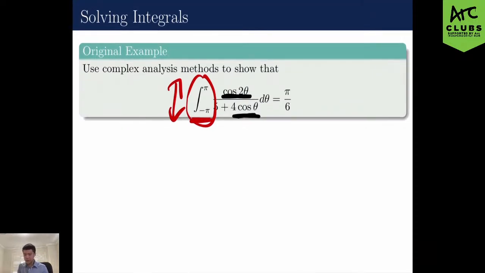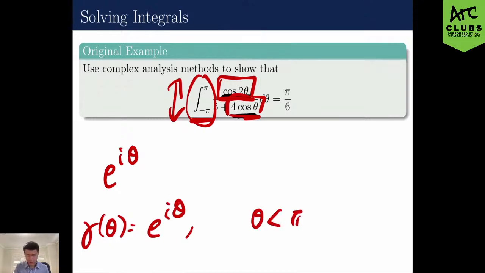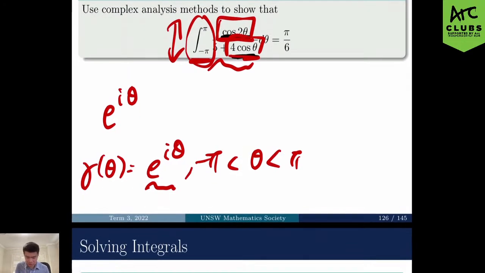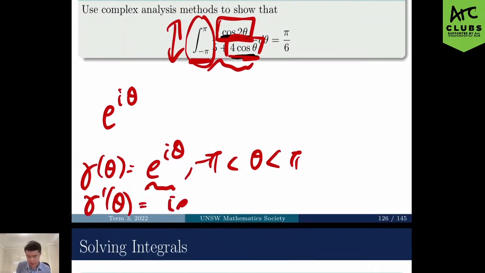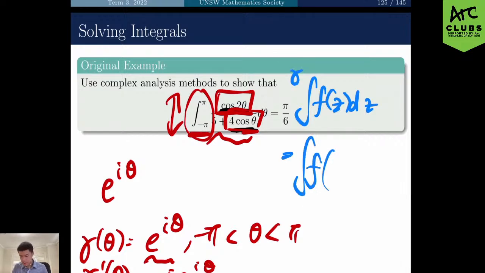So in this case, cos 2 theta and cos theta, we know we can actually express in terms of e to the i theta. And that's really good because the parameterization is going to be e to the i theta, I'll just write it out, gamma theta equals e to the i theta, for theta between minus pi and pi. So if we can somehow express everything in this integral in terms of e to the i theta, and also recall that whenever you take the integral, you need to add the derivative term, so i e to the i theta, because the formula for a line integral is f of gamma theta, then you also multiply through by gamma prime theta.